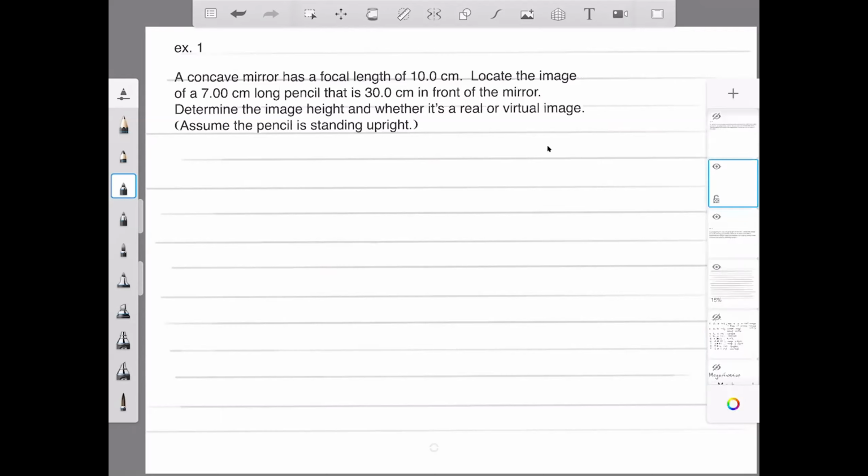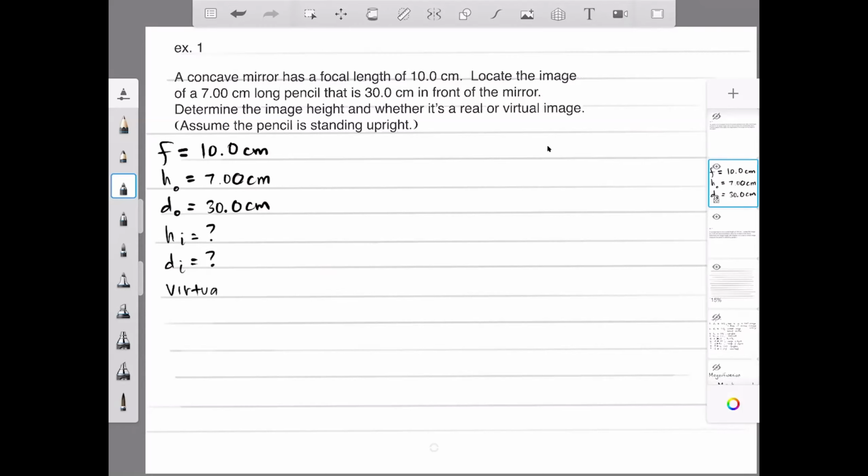All right, let's list what we know. Since it's a concave mirror, we know that our f is positive 10 centimeters. We know our pencil is 7 centimeters tall, and we know that it is 30 centimeters in front of the mirror. We want to determine the height of the image and the image distance, and whether it is virtual or real.